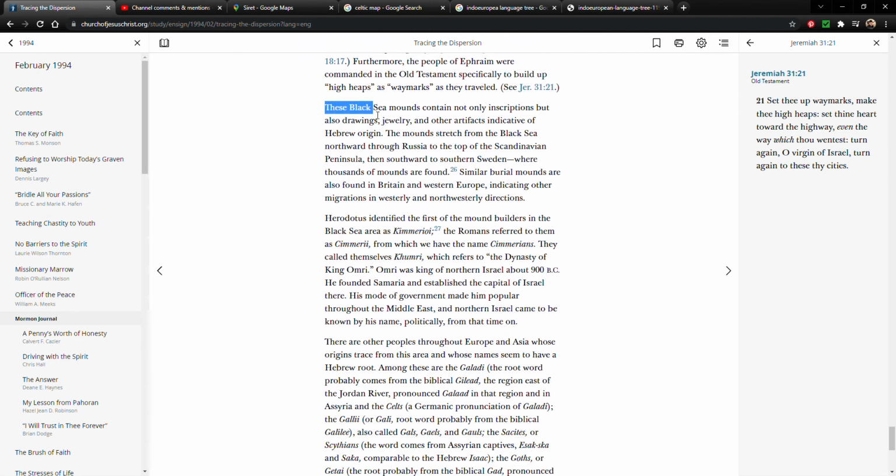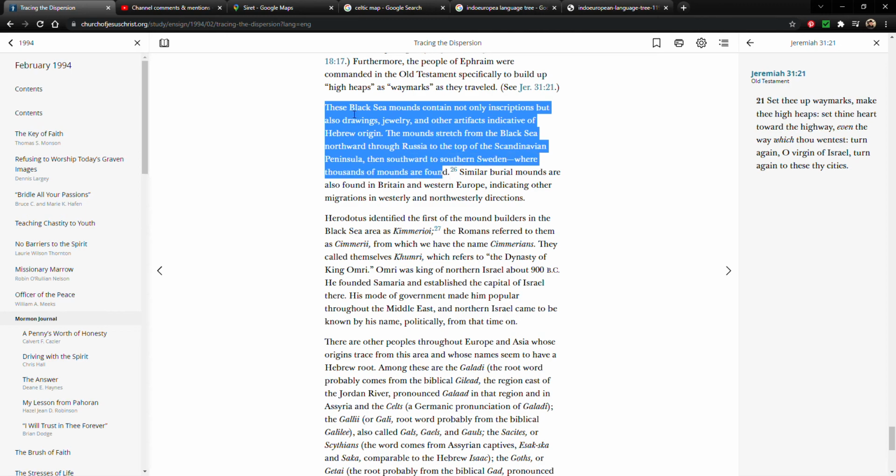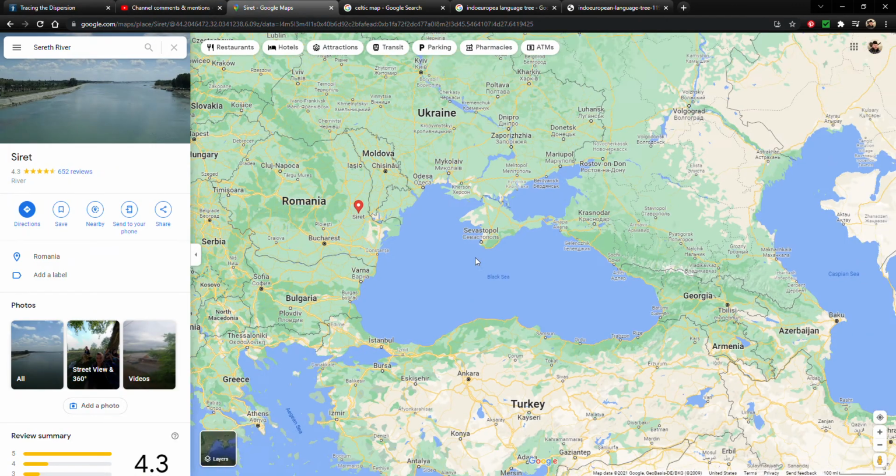These Black Sea mounds contain not only inscriptions but also drawings, jewelry, and other artifacts indicative of Hebrew origin. The mounds stretch from the Black Sea northward through Russia to the top of the Scandinavian peninsula, then southward to southern Sweden, where thousands of mounds are found. So let's go to the map again.